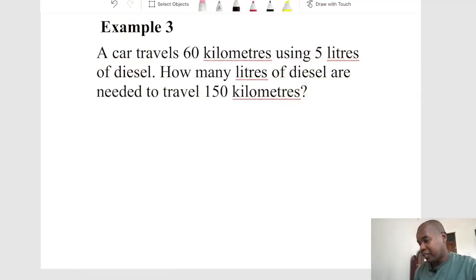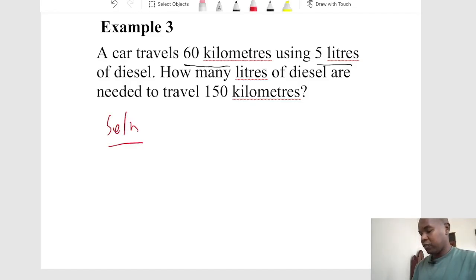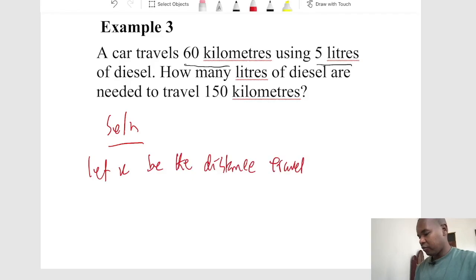A car travels 60 kilometers using 5 liters of diesel. How many liters of diesel are needed to travel 150 kilometers? So first of all, we have to understand how kilometers and liters are related. The more distance you travel, the more liters you are going to consume, of course. So, solution for this question: let x be the distance to travel, and y be the liters consumed.